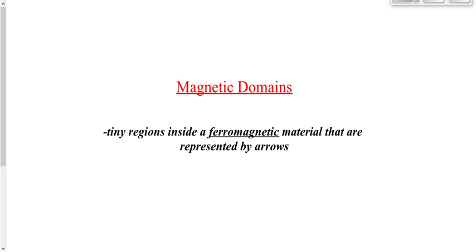To start our unit on magnetism, we wanted to define a single term. It's called the magnetic domain. Now, you can see the definition up on the board right now, but honestly, it probably doesn't mean very much to you. If you read through this and you're actually thinking about it as you're writing it, as opposed to just blindly writing, it probably doesn't have very much meaning to you. The tiny little regions inside a ferromagnetic material that are represented by arrows.